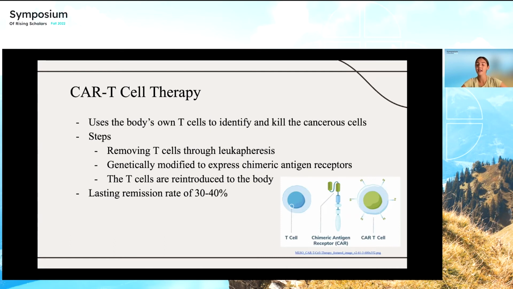And as you can see in the figure in the bottom right, you have the T cell, the chimeric antigen receptor, and then the final product, a CAR T cell with the chimeric antigen receptors that are capable of binding to the cancer cells. CAR T cell therapy has an overall lasting remission rate of 30 to 40%.